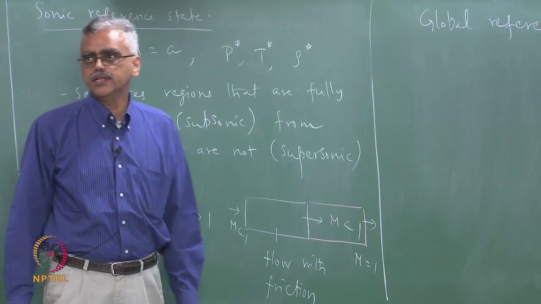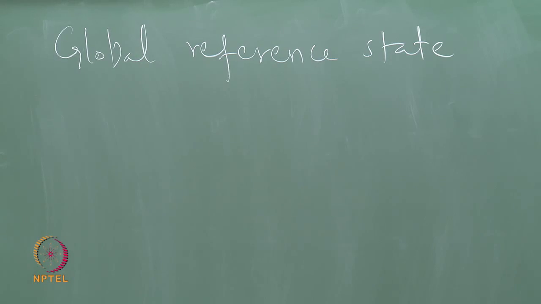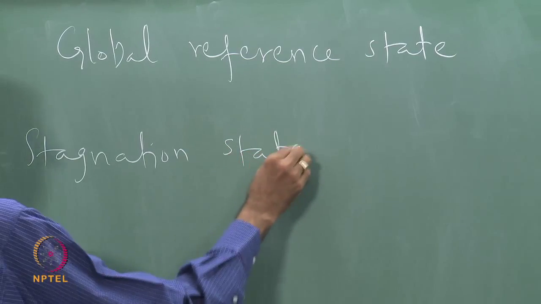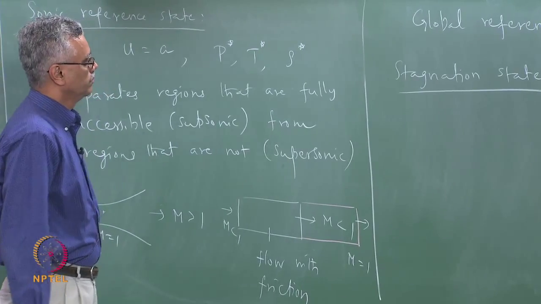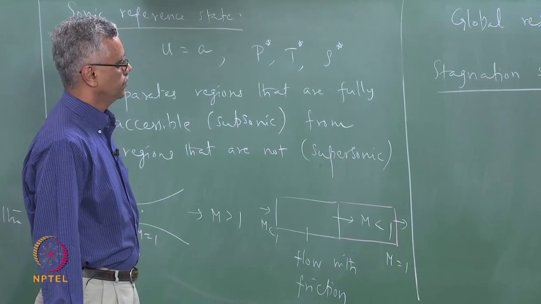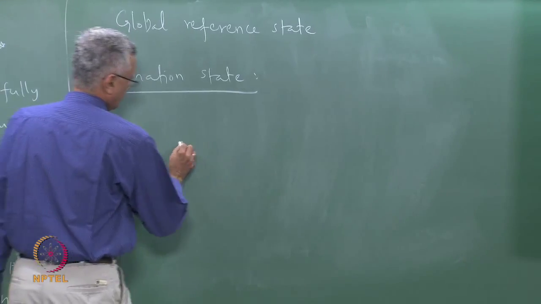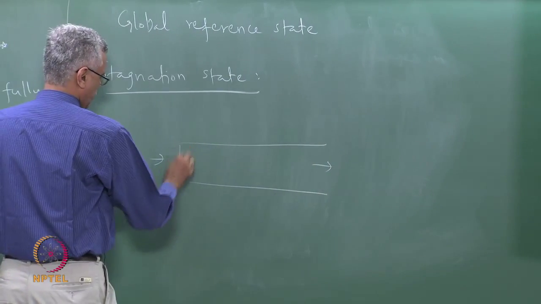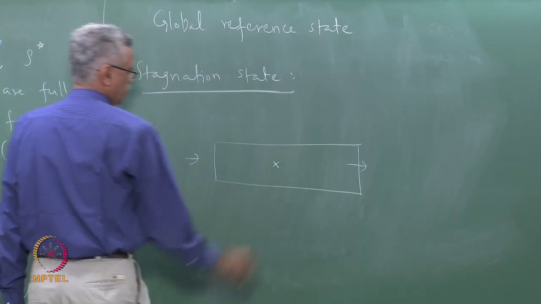Okay. The next reference state that we are going to look at is the so called stagnation state. So here we start with the following. Let us say that we have a one dimensional flow. So we have, this is the inlet section, this is the outlet section. Let us say that we take some point in the flow like this.